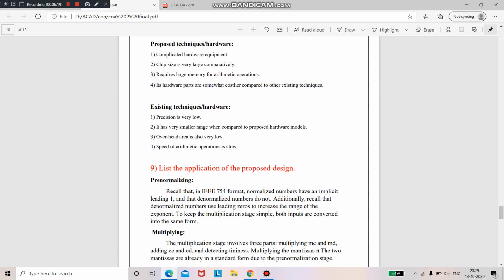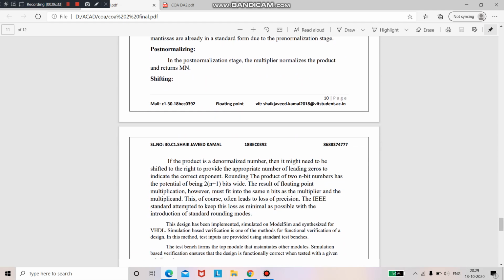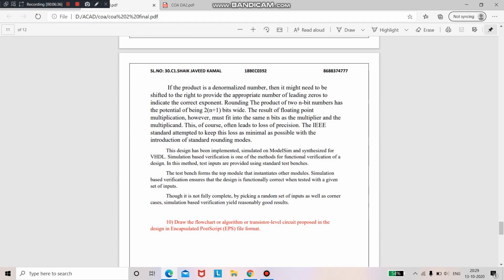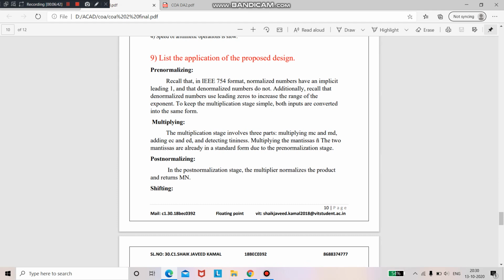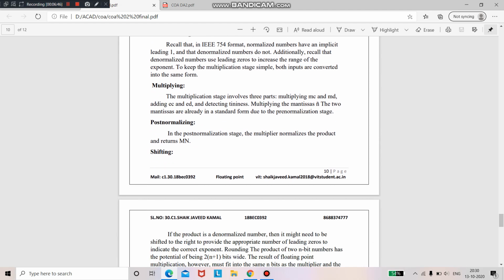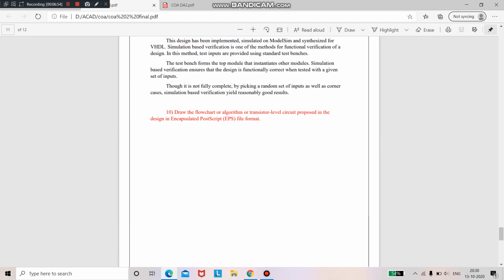Coming to the ninth question, list the applications of the proposed design. These are a few applications: pre-normalizing, multiplying, post-normalizing, shifting, etc. I have given clear definitions of everything in pre-normalizing and multiplying, and also in shifting and post-normalizing. Here is a detailed summary about that.